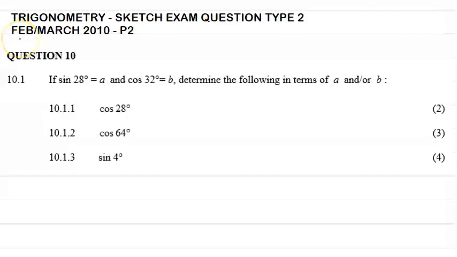And the question that we're looking at is from the February-March 2010 paper 2. Question 10 reads as follows. Sine of 28 equals A and cos of 32 equals B. Determine the following in terms of A and/or B: cos 28, cos 64, and sine of 4 degrees.